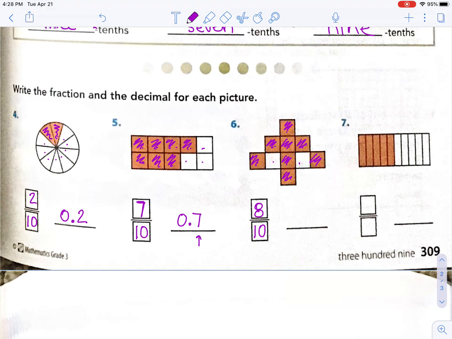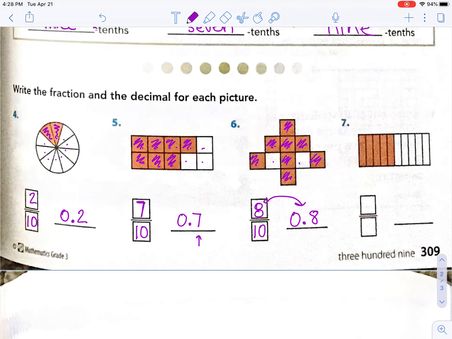What does that look like as a decimal, boys and girls? Well, 0 point, how many goes in my tenths place? I have 8 in my tenths place. Do you see that? 8 tenths, 8 tenths. They're the same thing. Okay, here we go.